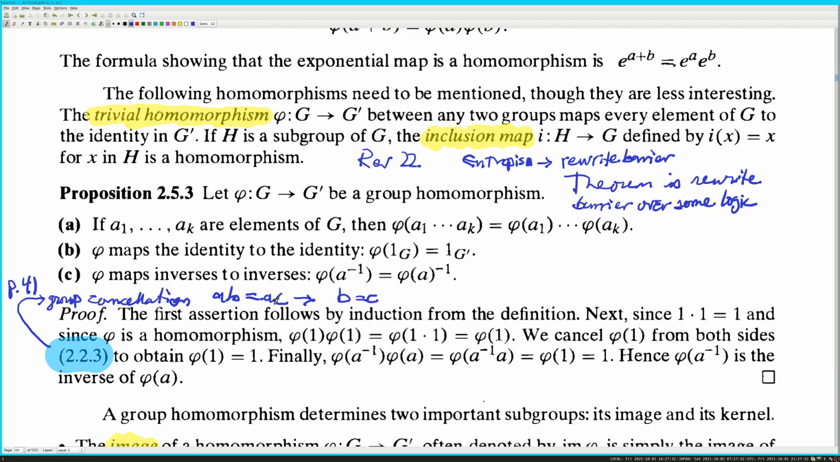Next, 1 times 1 is equal to 1. So phi of 1 sub G is 1 sub G prime. That looks like an S, but I meant G. He uses my notation here. Okay, A inverse: phi of A inverse is the inverse of phi of A, right.